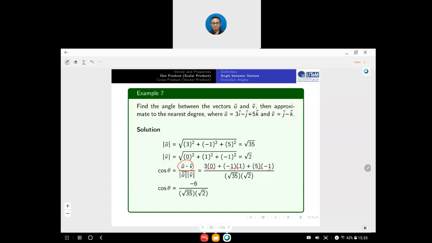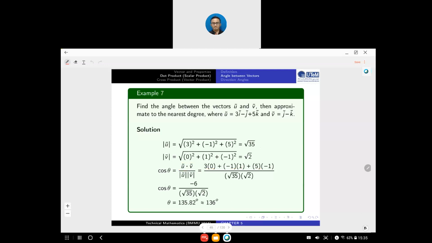So theta equals, when you want to solve, the cos goes to the other side, so you need to find cos inverse. You get 135.82 degrees, and then to the nearest degree, you get 136 degrees. Any problems? Do you understand?